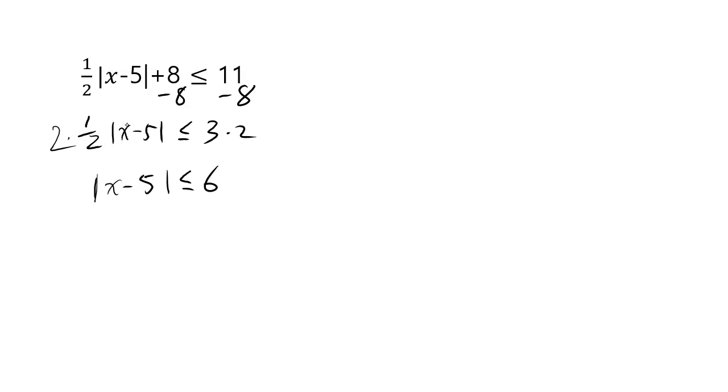Remember, the meaning of this absolute value is the distance between x and this number. So x and 5 has distance at most 6, because this is less than or equal to. So this is like somebody's at 5, and whatever that x is, x has to be not more than 6 away from 5.